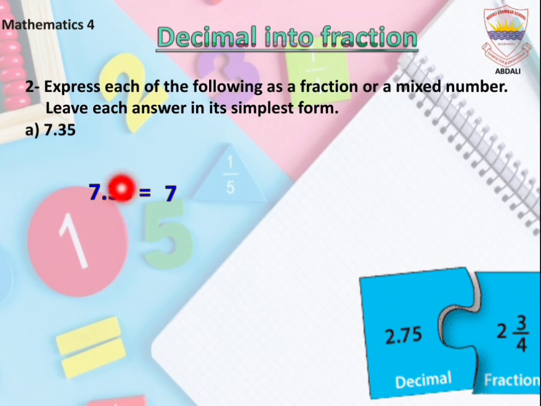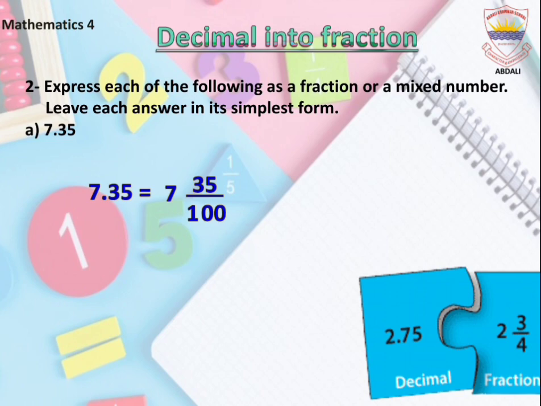And after the decimal point, it's 3 and 5, that is 35. We write 35 in the numerator place. And we remove this point and we write 1 in the denominator place. Here after the decimal point there are 2 digits, that is 3 and 5. So we write 2 zeros at the denominator place. Here, students, our fraction is 7 whole 35 by 100.